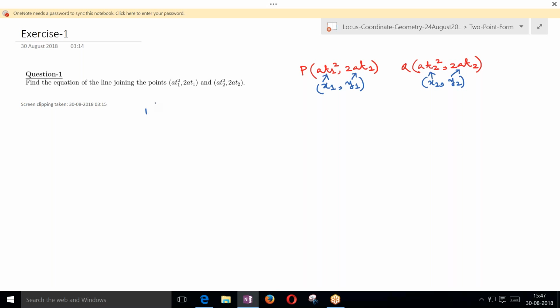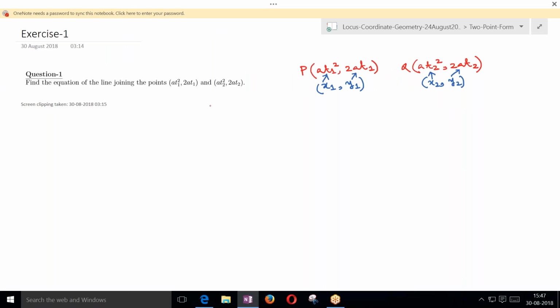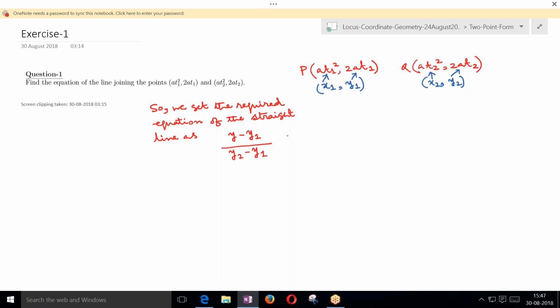Okay, so let me use a different color pen. So we get the required equation of the straight line as y minus y1 divided by y2 minus y1 is equal to x minus x1 divided by x2 minus x1. So now let's apply those values and let's derive.